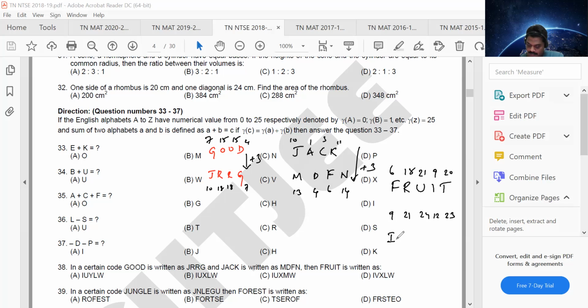9 would mean I. 21, as per government of India, you are called youth at 21, so U. 24 is X, 12 is again L, 23 is W. So I, U, X, L, W. That is your answer. Right? Very simple one. Next, moving on.